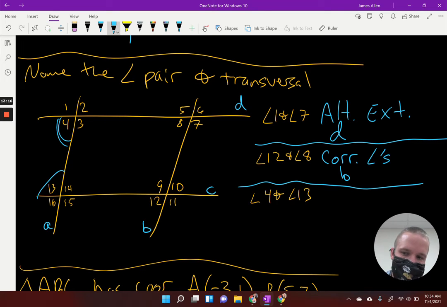Those two, well, those would be same side interior. Same side interior, which we usually abbreviate. My transversal here, line A, is the one that's touching both. They're on the same side of that transversal A, 4 and 13, and they're on the interior of the other two lines, which are C and D.